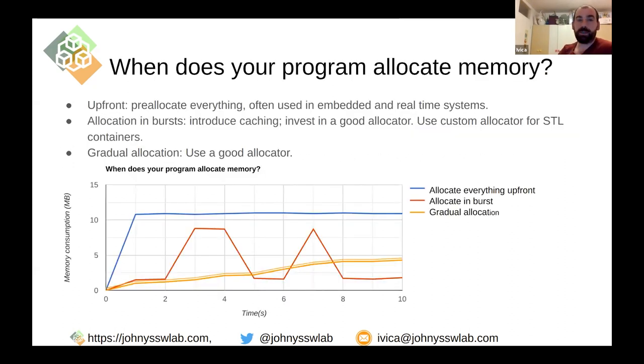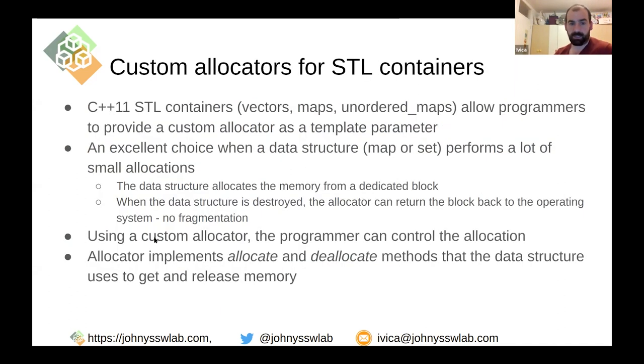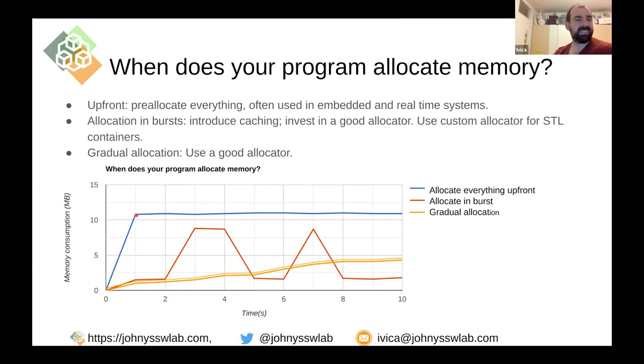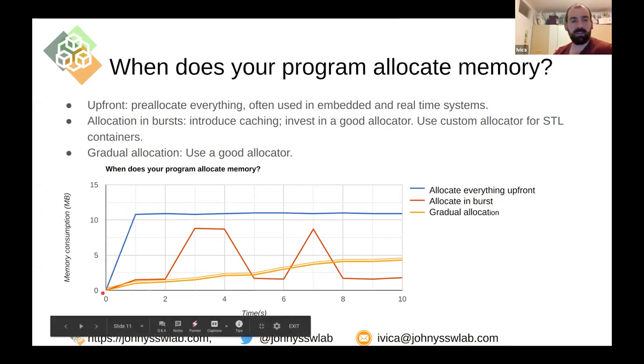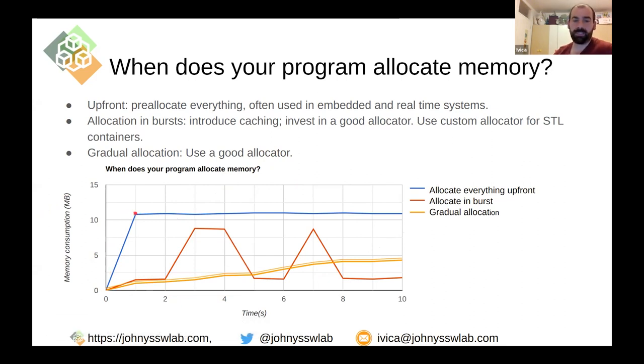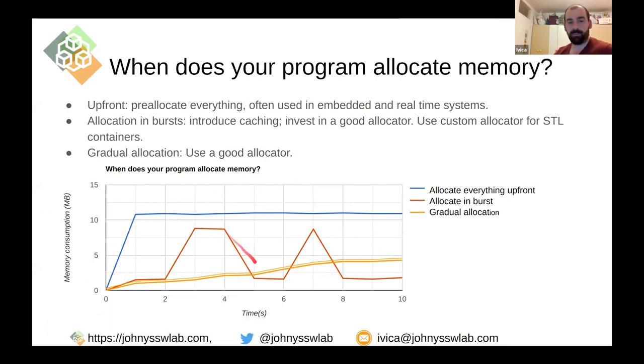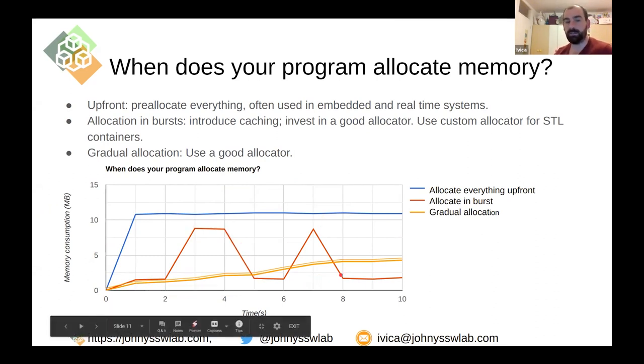So first question is, when does your program allocate memory? Take a look at this graph. The blue line represents programs that allocate everything upfront. So at the beginning of the program, it allocates 11 megabytes of memory and then keeps this constant. The next program would be like the one with the red line, which allocates in bursts. So it allocates a lot of chunks and then frees them. Then it allocates them again and then gets rid of them. So this is another access pattern.